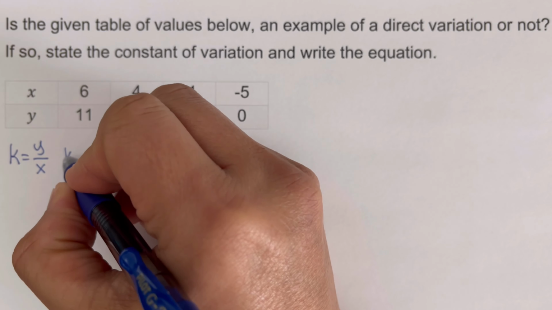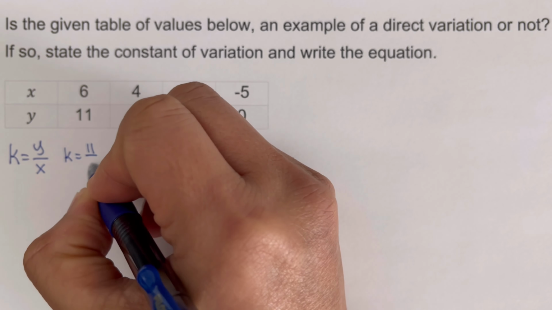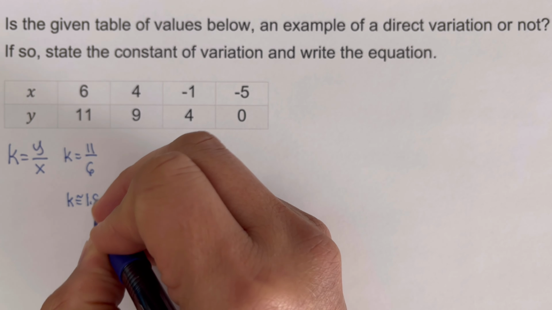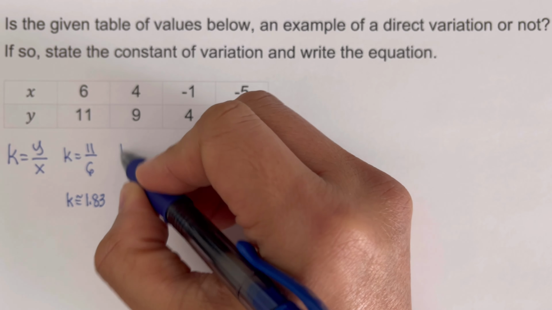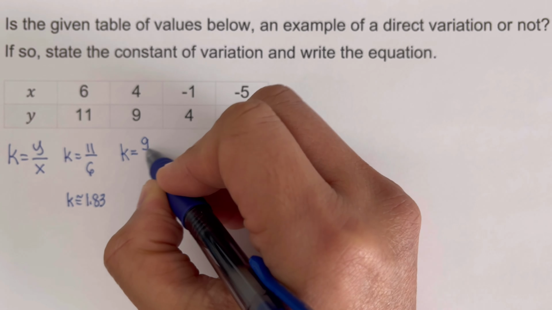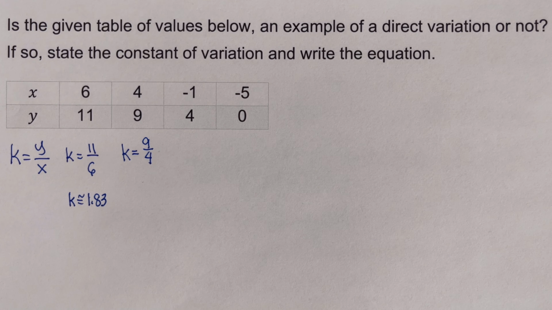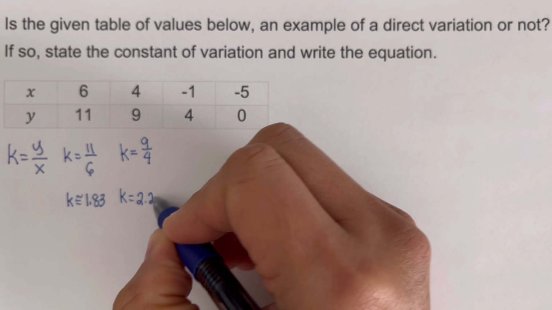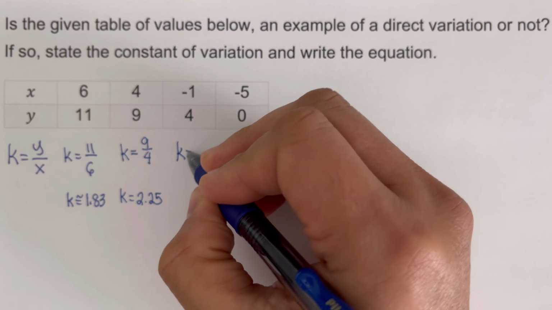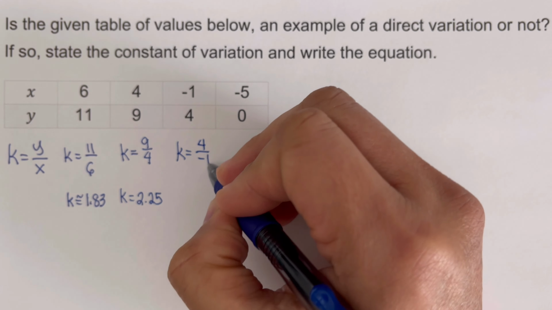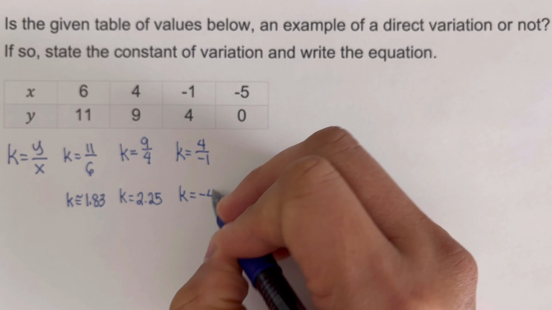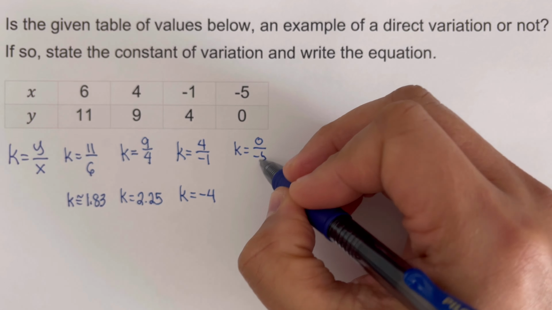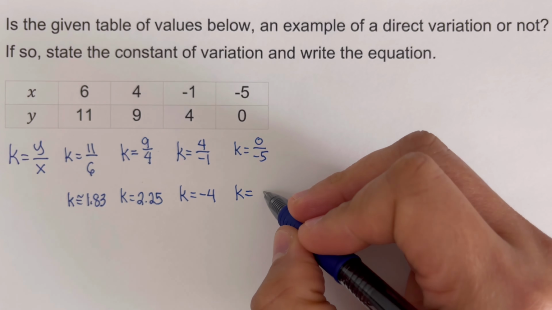So our k here would be y, 11 over 6. If we use a calculator for that, that would be approximately 1.83. And then the k again for the next ordered pair would be 9 over 4. Using a calculator, 9 divided by 4 is 2.25. So I write it down here. And then the k for the next one is 4 over -1, so that gives us -4. And then the k here would be y, which is 0 over -5. Our k value is 0.